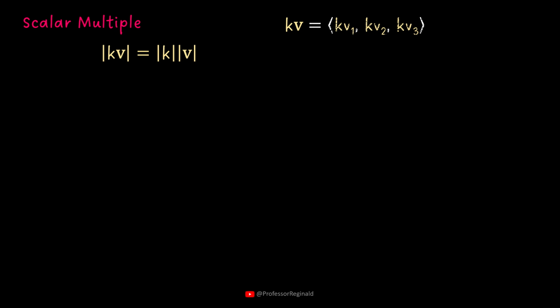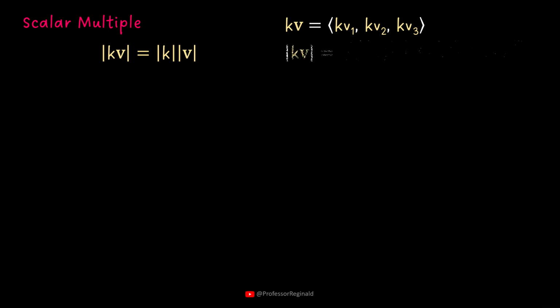Now, let us talk about some properties of the norm of a vector. Scalar multiple. The norm of a scalar multiple of a vector is the absolute value of the scalar times the norm of the vector. The vector kv is k times every component of vector v. Note that k is any scalar, negative, 0, or positive.